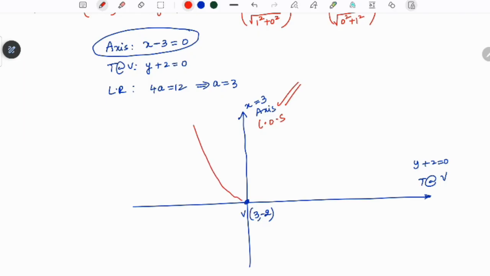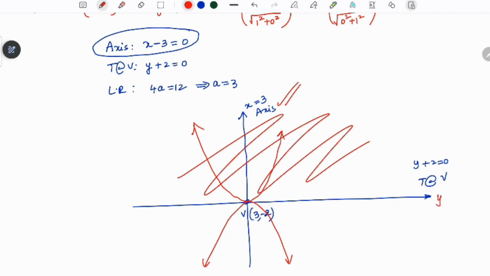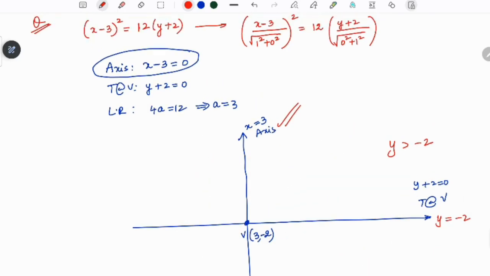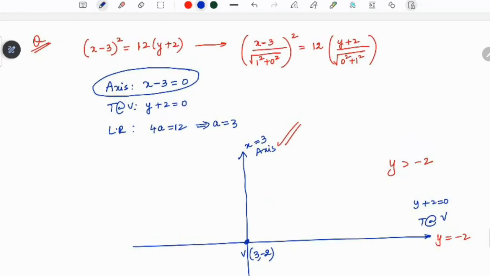Now we have two situations. Will the parabola be facing upwards like this, because the axis is the line of symmetry, or will it be like this? This we have to decide. We have two possibilities, right? This is the y equal to -2 level. For these points, the y value will be more than -2. For these points, y will be less than -2. So is our parabola opening upwards or opening downwards? Let's see.